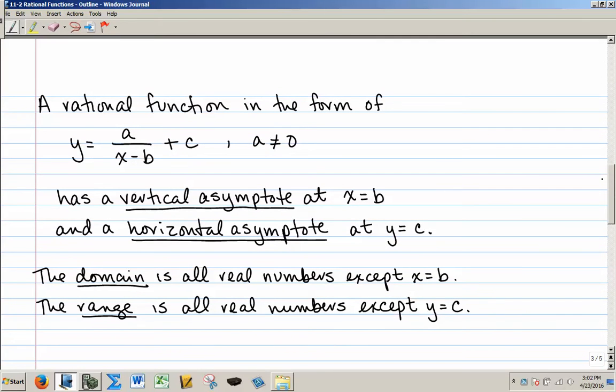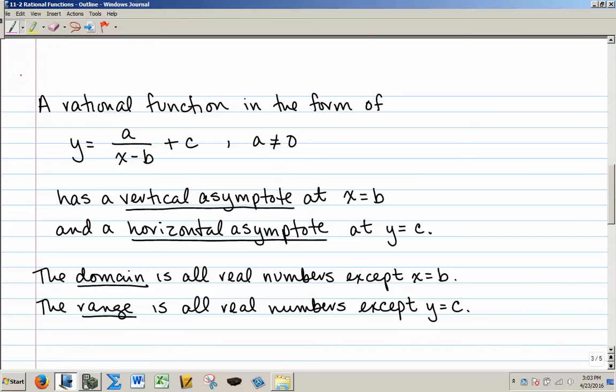Now, we can also graph rational functions that are in a little more complicated form. This form is y equals a over x minus b plus c, where a is not equal to 0. So a is going to be some number, not 0. b can be some number, and c is going to be a number. Of course, x and y will stay in the equation as x and y. The graph of this function has a vertical asymptote at the line x equals b. Remember from the previous section we talked about asymptotes. An asymptote is a line that the curve approaches but never touches. So whatever b is, there will be a vertical asymptote.